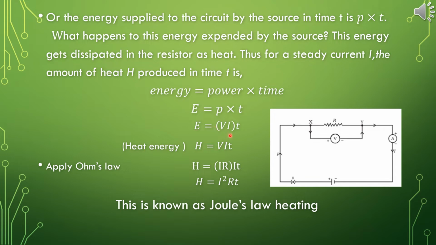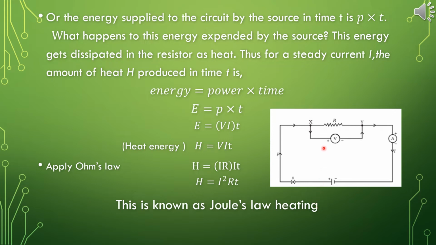Substitute the formula P is equal to VI, then you will get heat energy, that is H is equal to VIT. Now apply Ohm's law, V is equal to IR, in the formula. You will get heat energy, that is H is equal to IR into IT, which is nothing but H is equal to I square RT. This is known as Joule's law of heating. But according to physics, the definition is different. This is only the derivation of Joule's law of heating.